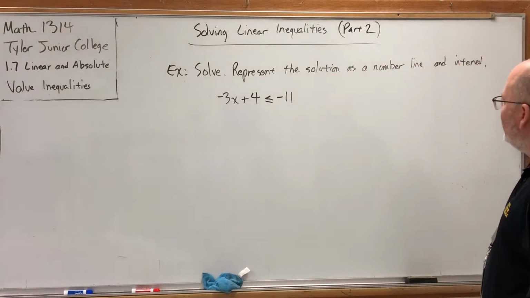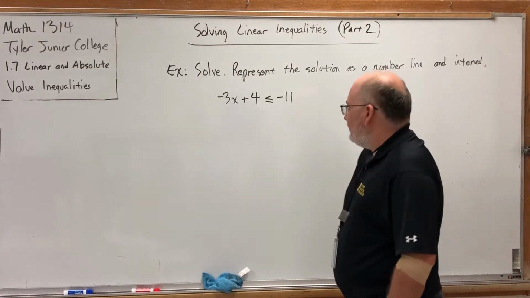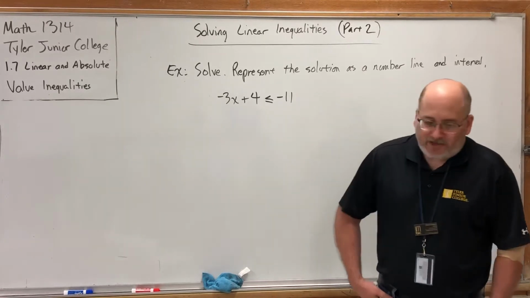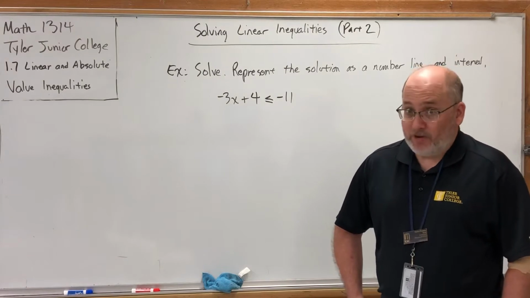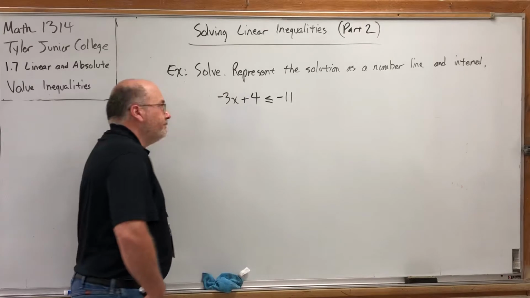Solve. Represent the solution as a number line and interval. Negative 3x plus 4 is less than or equal to negative 11. Now, I get the feeling several of you already know what the issue is that I'm going to bring up. Let's see if you're correct.